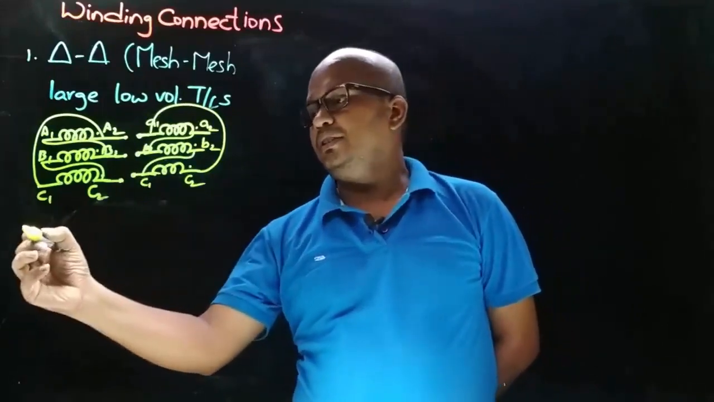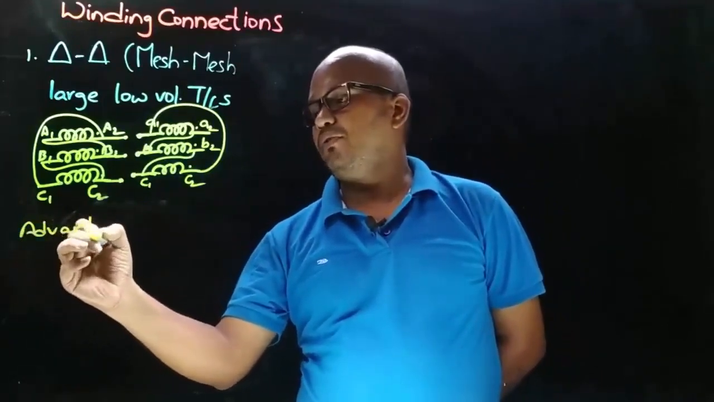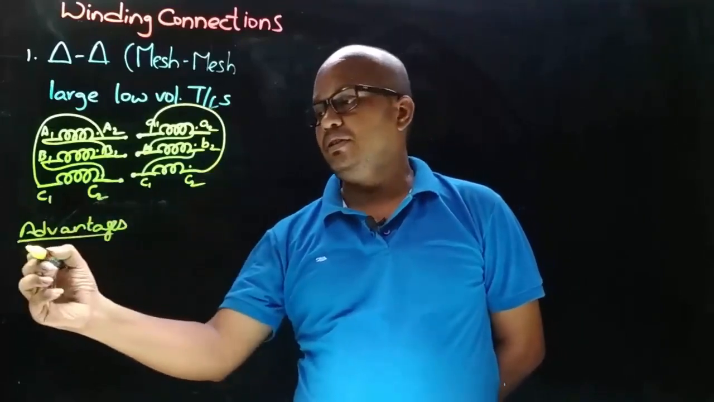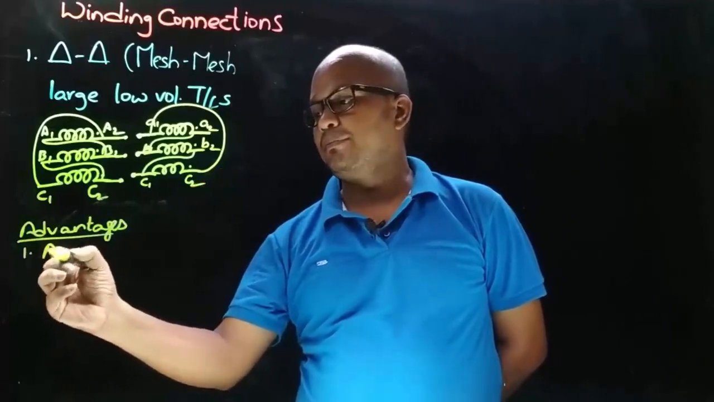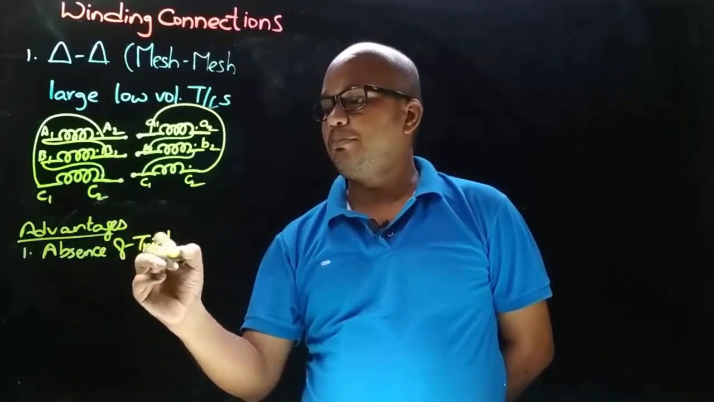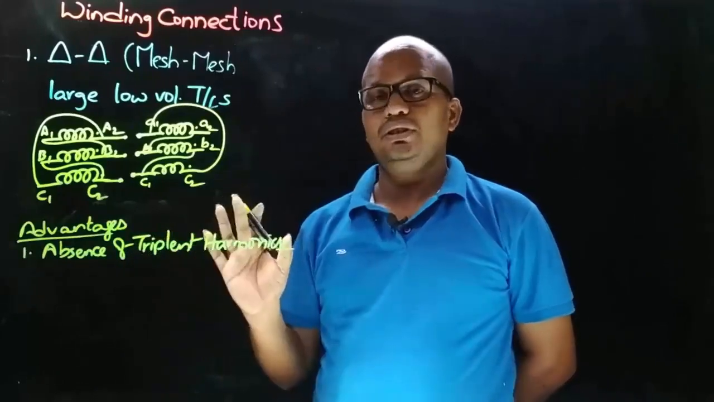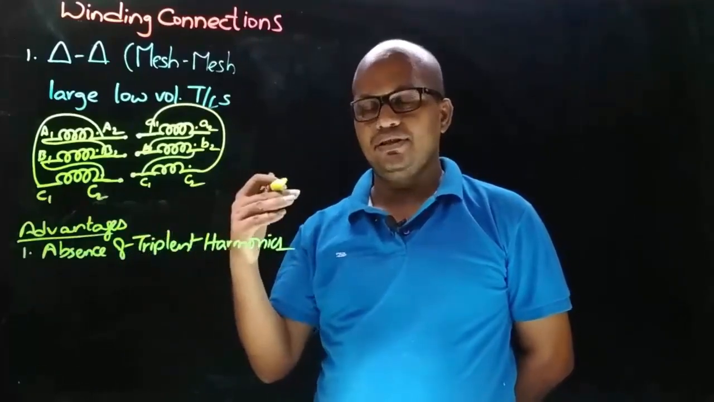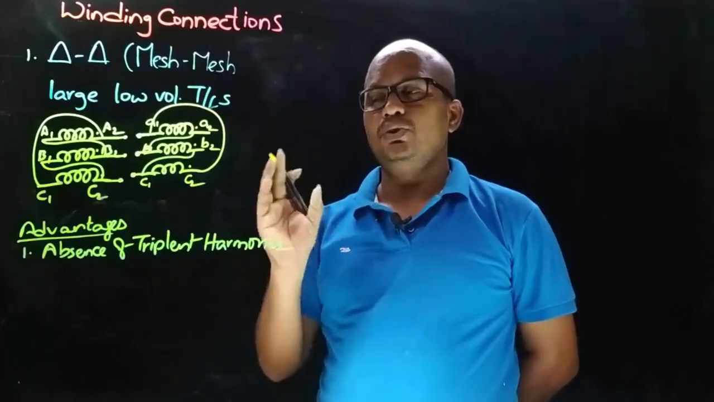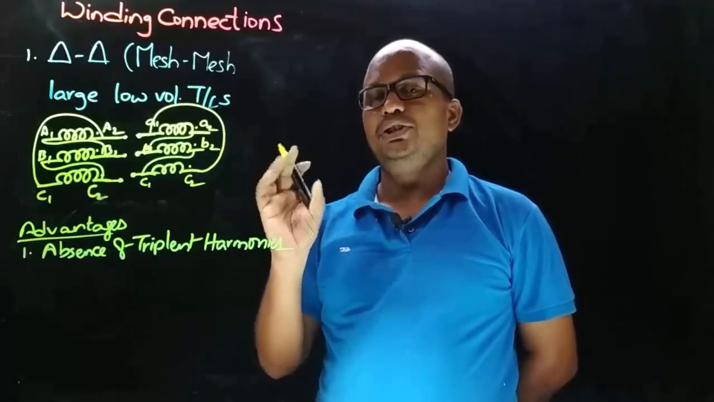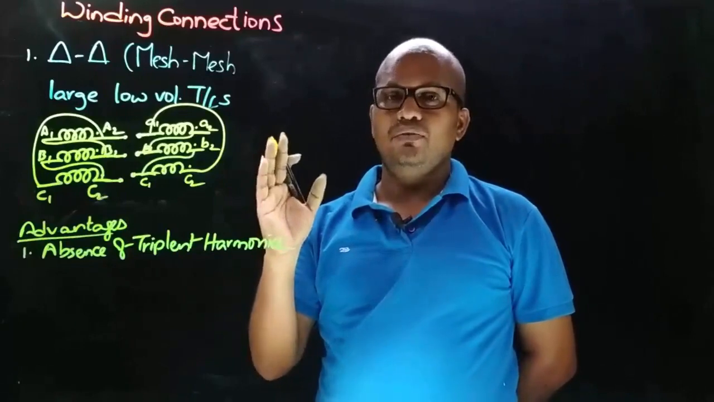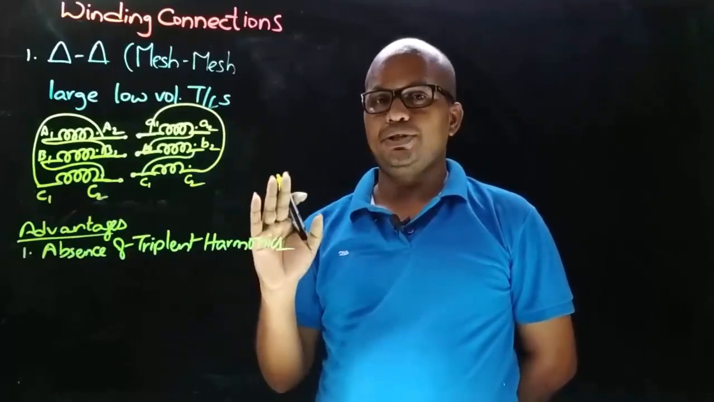And here are the advantages of the delta-delta connection. The first advantage is the absence of triplen harmonics. We know that triplen harmonics remain in the phases, because of which we get a non-sinusoidal output. To get a sinusoidal output, we need to reduce or eliminate those triplen harmonics in the phases. For that, we need to provide a path for the triplen harmonics.